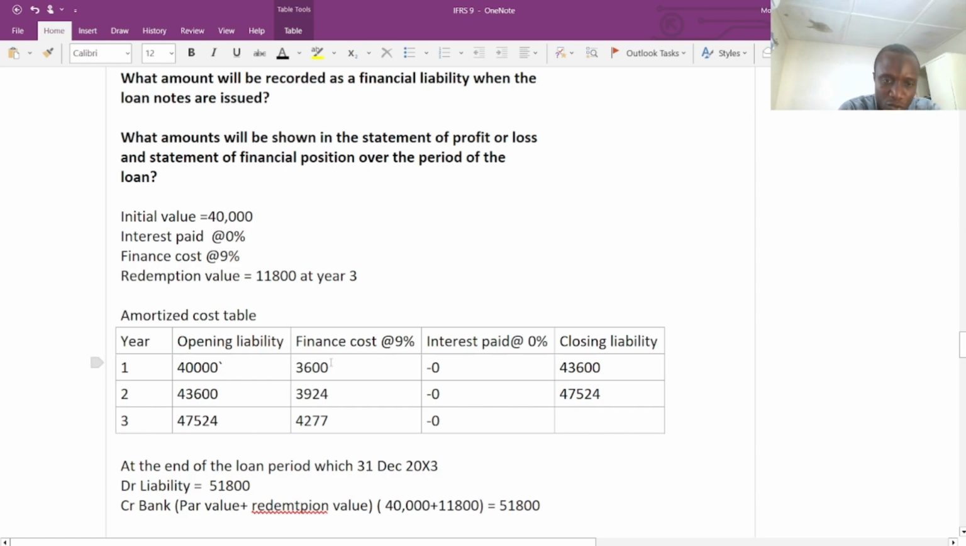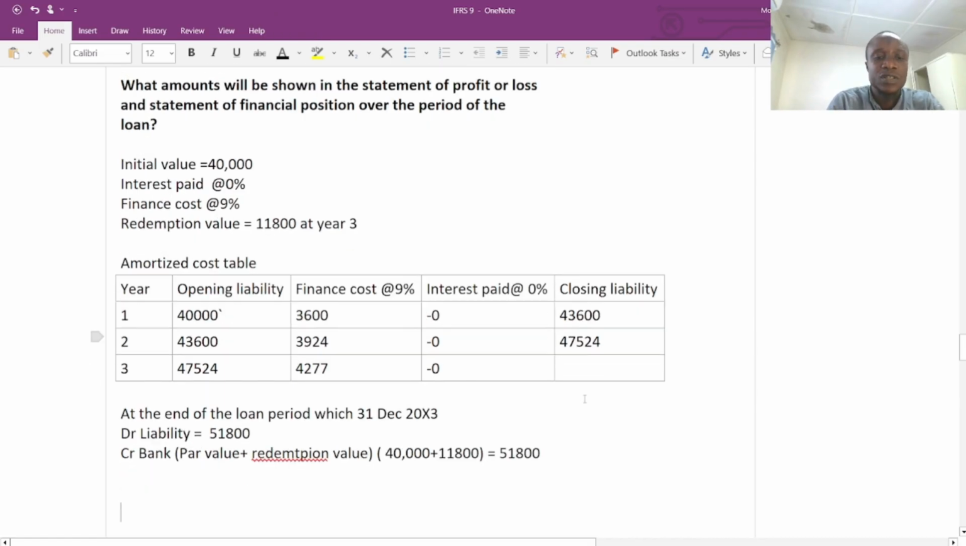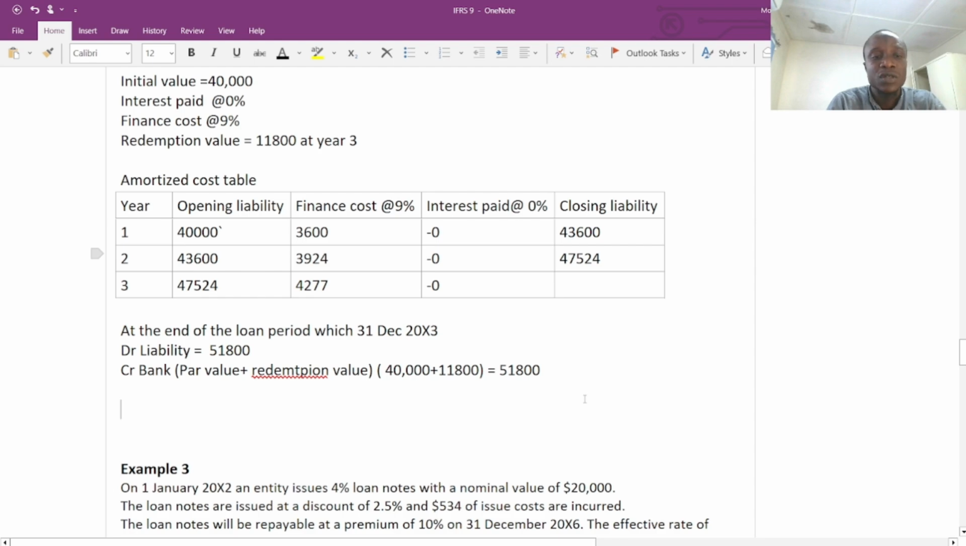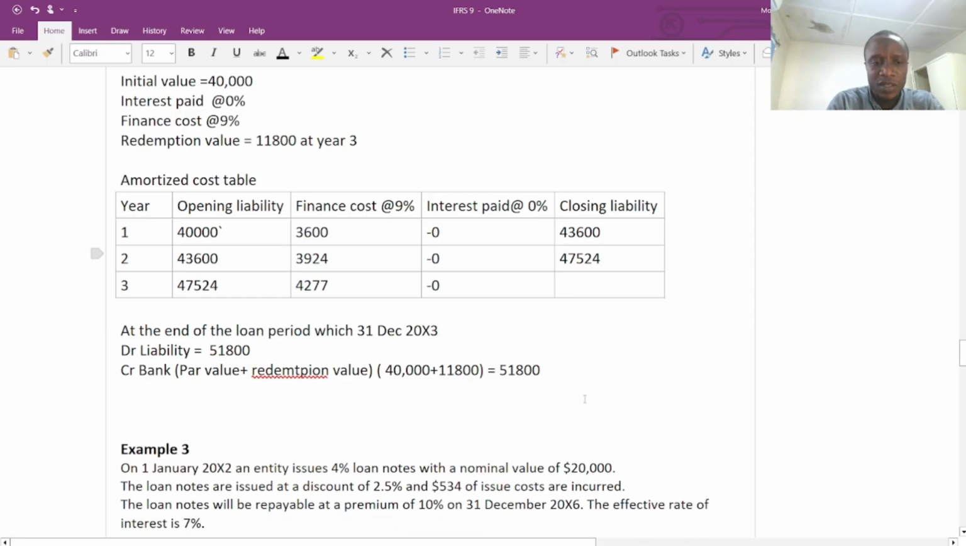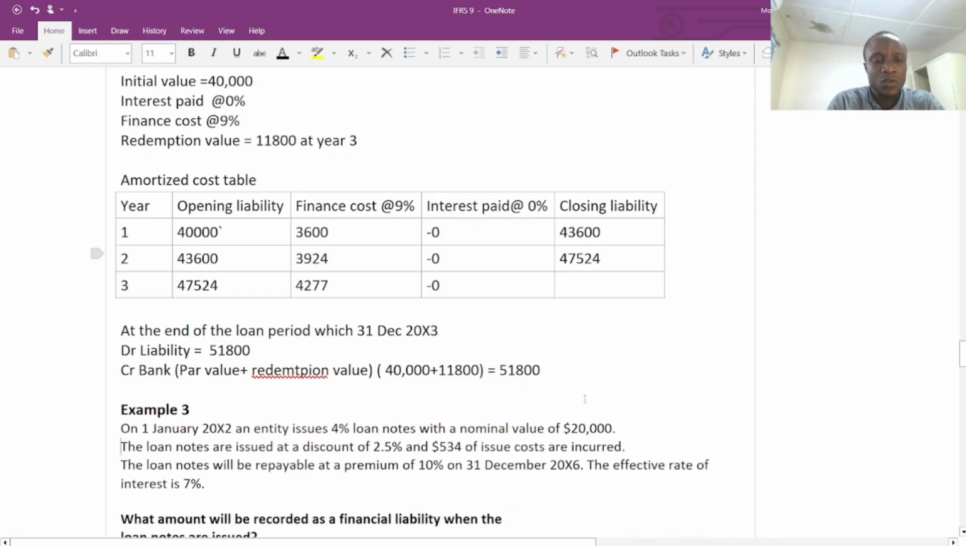For the finance cost, we are going to treat it as an expense. There will be no cash payment for this question. For year one, there's a liability of 43,600. For year two, there's a liability of 47,524, which will be shown in the statement of financial position. Then at the end of year three, we are going to debit the liability to de-recognize it, and credit the bank using the par value plus the redemption, because the loan liability will be redeemed at a premium. Very important concept.